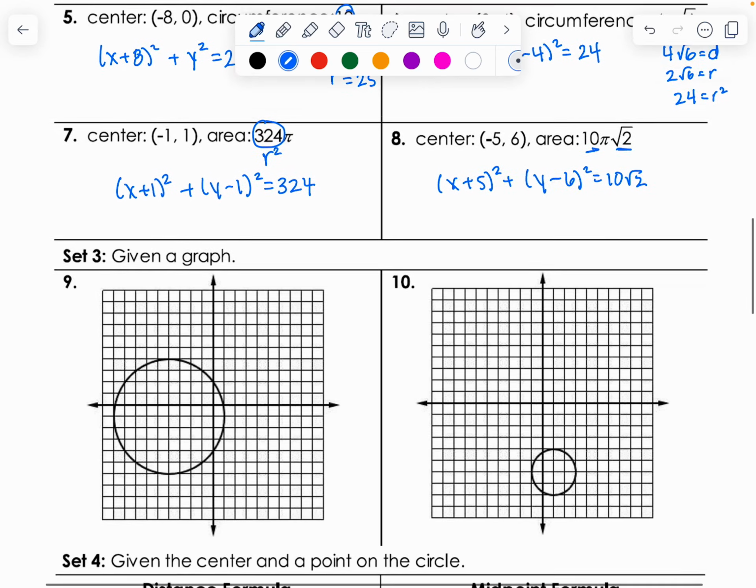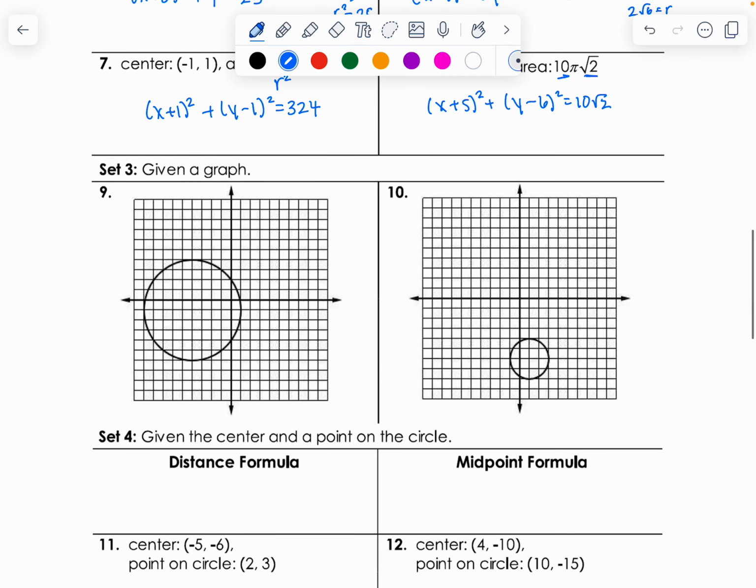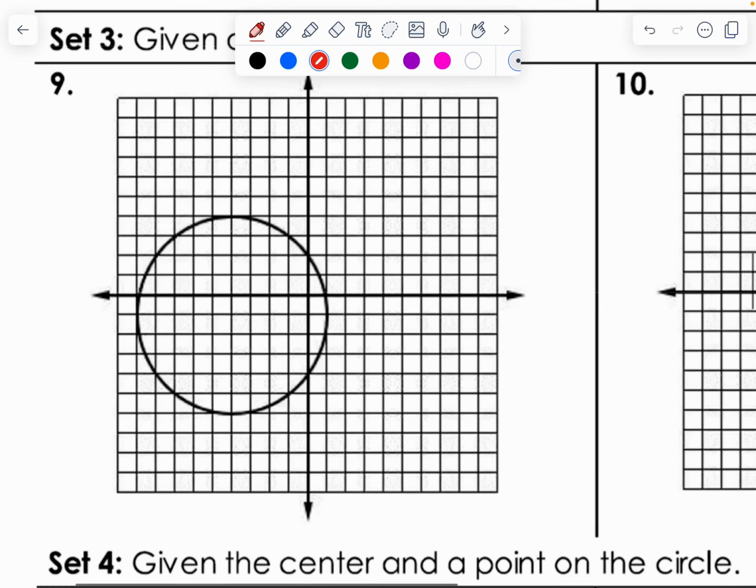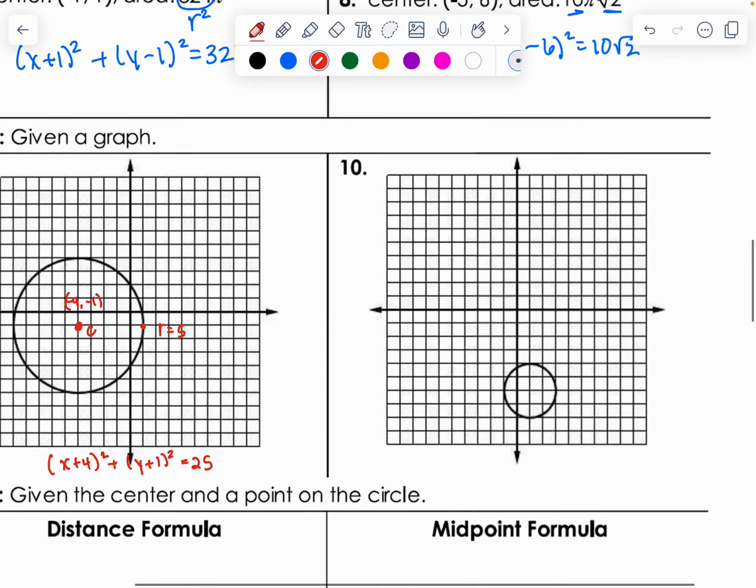Okay. So to finish this up here, for the next set of writing the equation, given a graph. So given a graph, I'm going to have to identify the center of that graph. And so that's my center, and that would be 1, 2, 3, 4, negative 4, negative 1. That's my center, and I know my radius is 1, 2, 3, 4, 5. And so writing that equation, just different information, right? So x plus 4 squared plus y plus 1 squared equals 25.